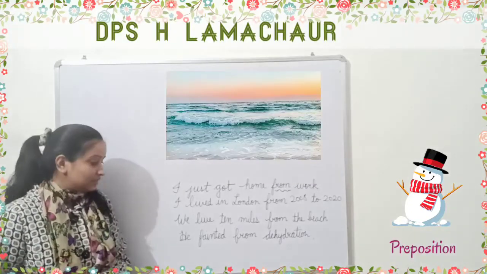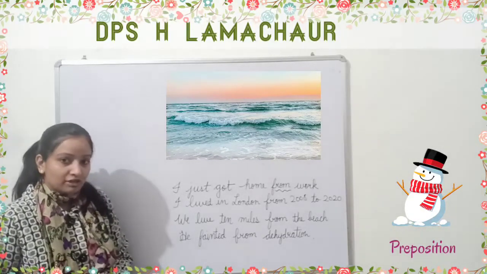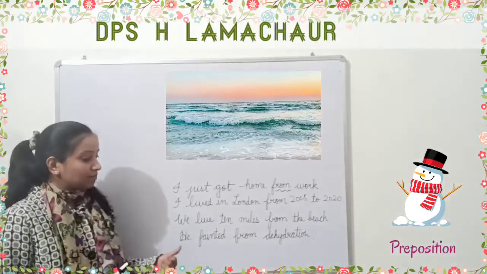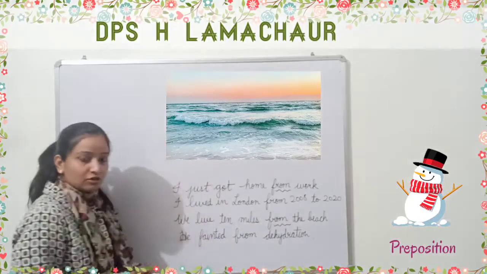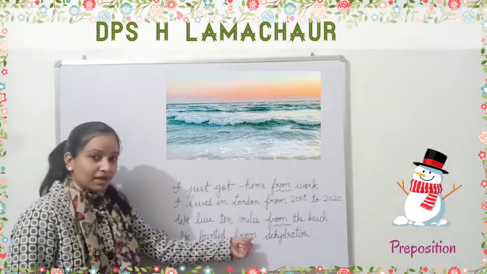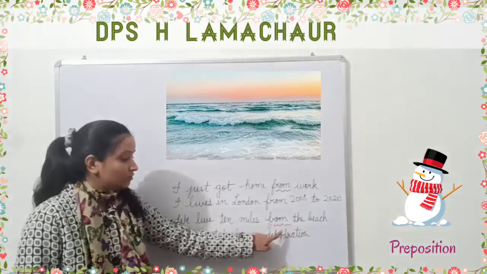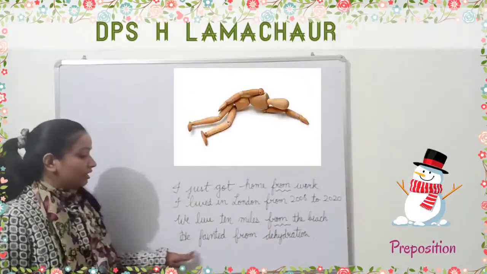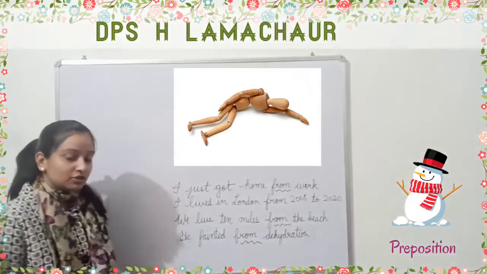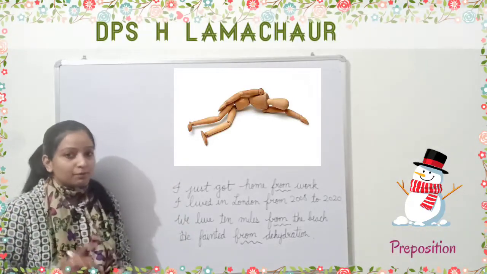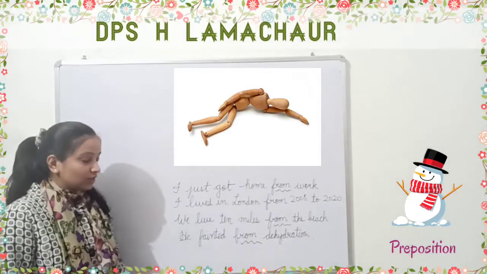Now in the next sentence, we live 10 miles from the beach. Which is the starting point? The beach. We live 10 miles from the beach. To show the starting point, that is the beach, we have written from. He fainted from dehydration. Here also from is a preposition. We use the preposition from to show the starting point.